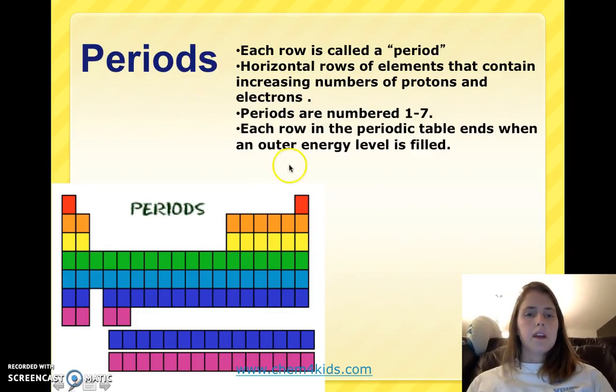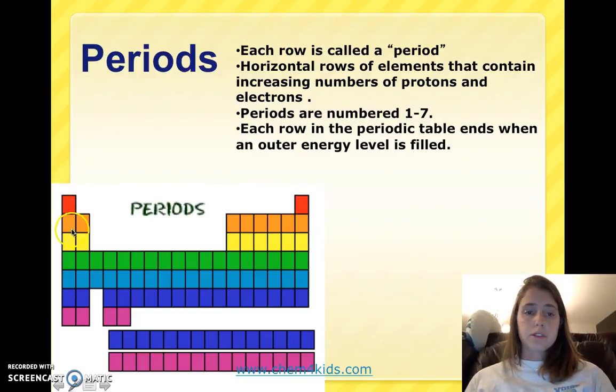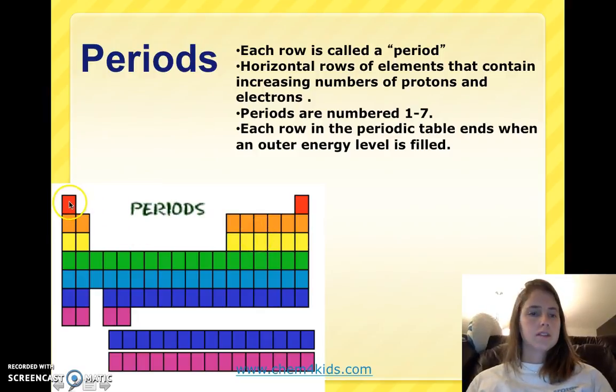Okay, periods. So the periods are the rows that go across. Each row is called a period. They're horizontal, okay, and they go increasing number of protons. So 1 proton, 2 protons, 3, 4 protons, 5 protons, 6 protons, 7, 8, 9, 10, 11, 12 protons, 13 protons, 14 protons, and so on and so forth.